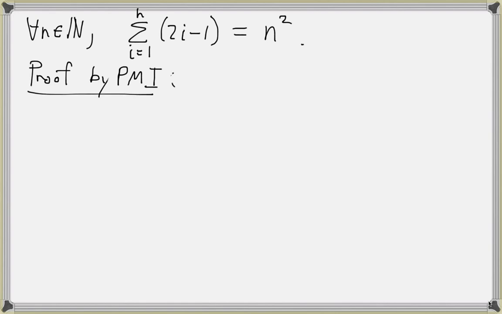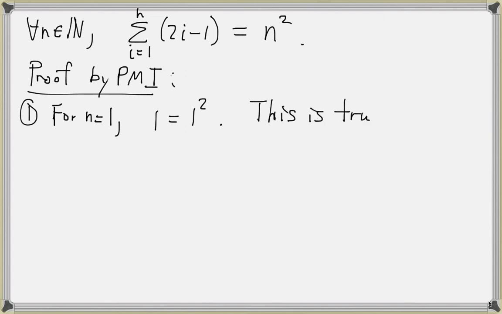First, the basis step. For n equals 1, the statement is 1 equals 1 squared, which is true. So the statement is true for n equals 1.